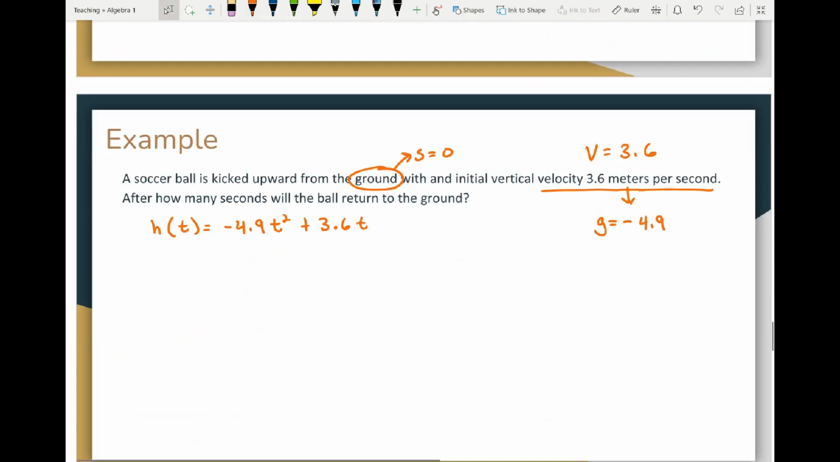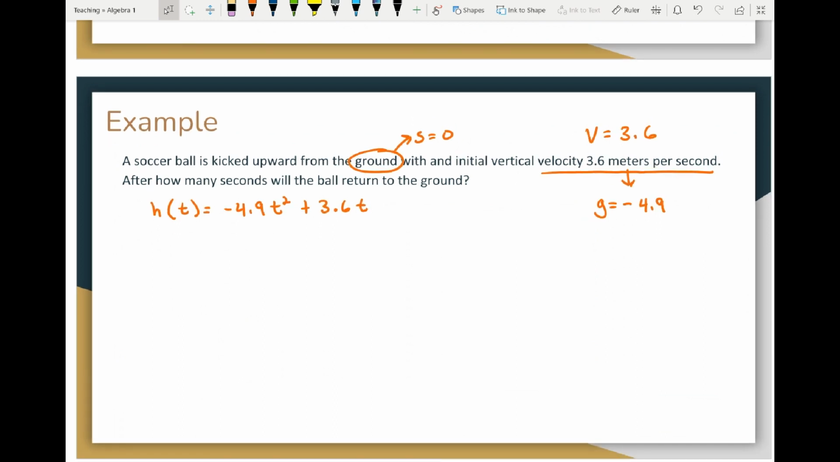We don't know what the time is yet. That's what we're trying to find. And the last thing is 0. But we also know that we don't really need 0 in this case. So I'm just going to cross that off because that's just going to be 0.